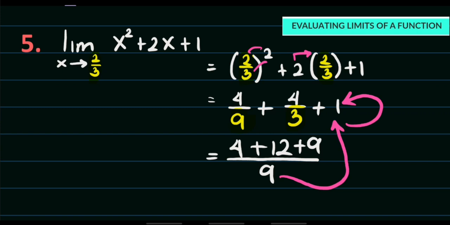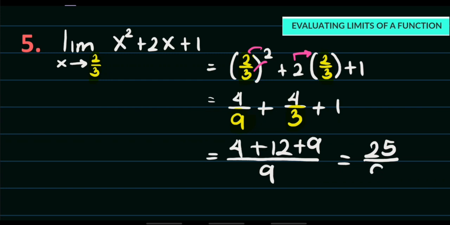Okay? So meaning we need to add the following numbers. 4 plus 12 plus 9, that is equal to 25. And then copy the denominator 9. And that's it. So this is our final answer. Okay? So the limit of the given quadratic function x squared plus 2x plus 1 as x approaches 2 all over 3 is equal to 25 all over 9.